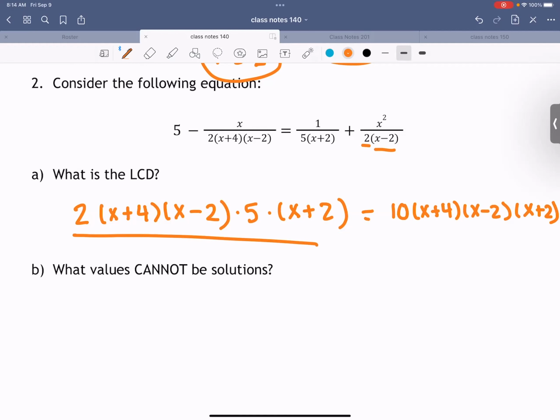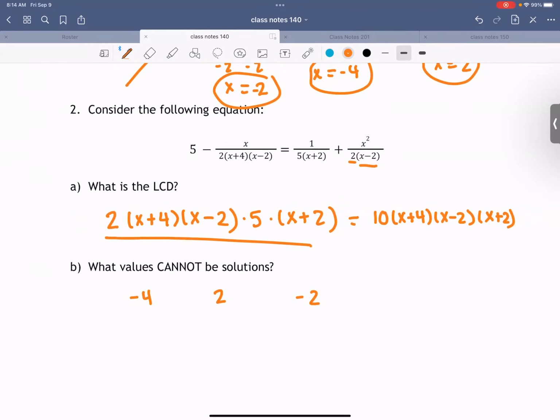Okay, what values can't be solutions? You can set each of these terms equal to 0. Anyone can kind of just tell me in their head what values weren't solutions here? -4. 2 and -2, right? If you want to go through that systematic way of setting each of these to 0 and solving for x, I encourage you to do that, but if you can do it in your head pretty easily, go ahead and do that too.